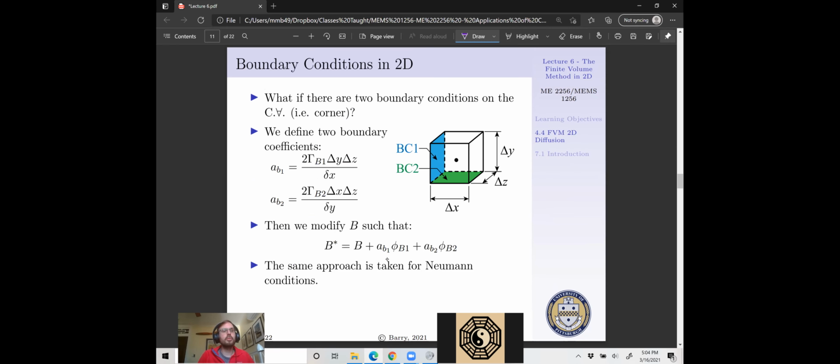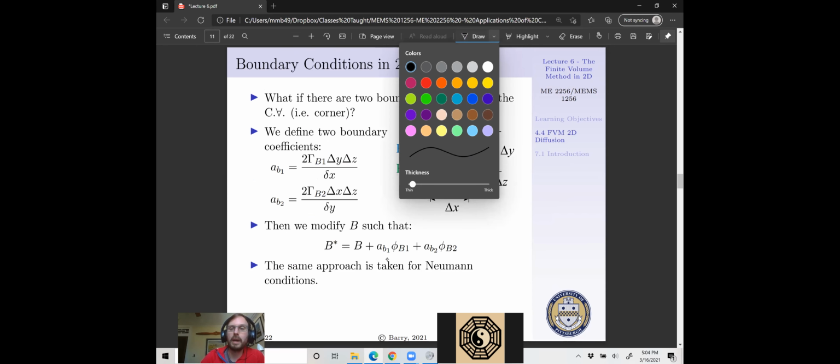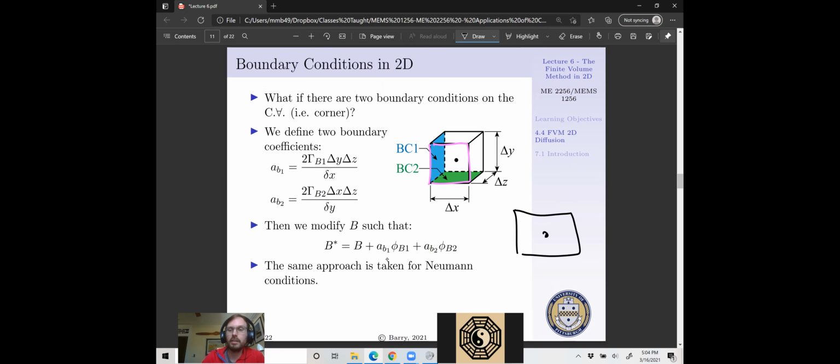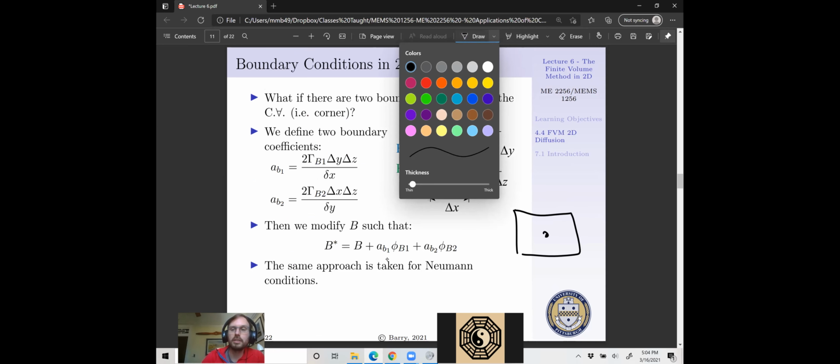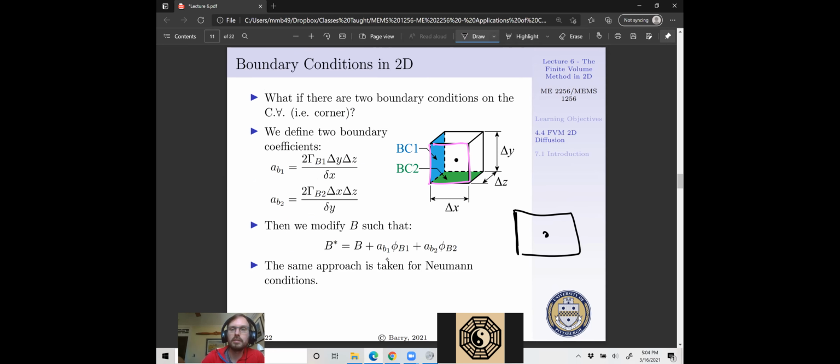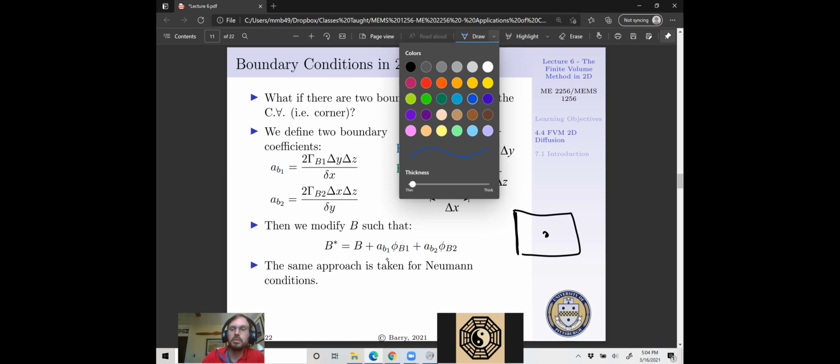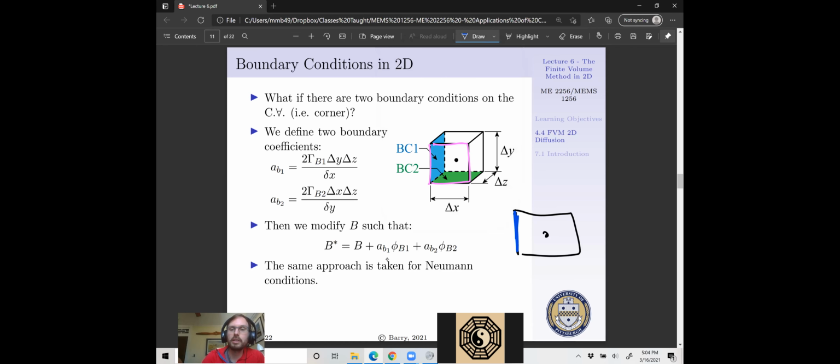Now, this is where I was talking about the failure of the finite difference method when you have that pie slice. So let's re-express this face right here in a 2-dimensional format. Say you have your cell center. Say we have one boundary condition on the left. Blue is going to represent one boundary condition, and then we're going to have green representing another boundary condition.